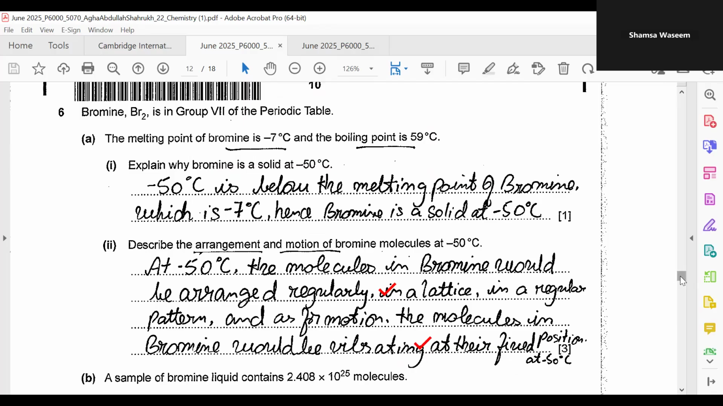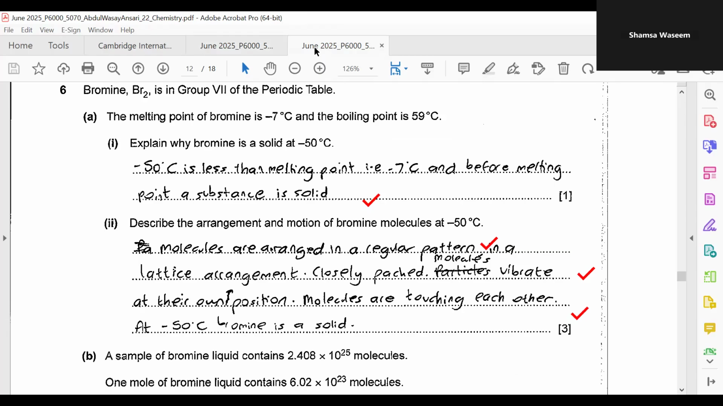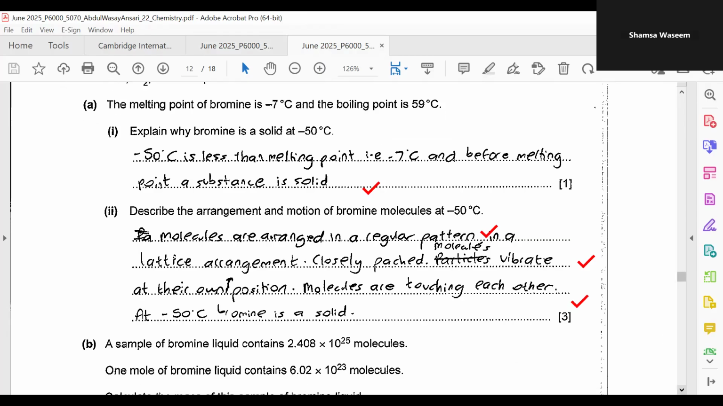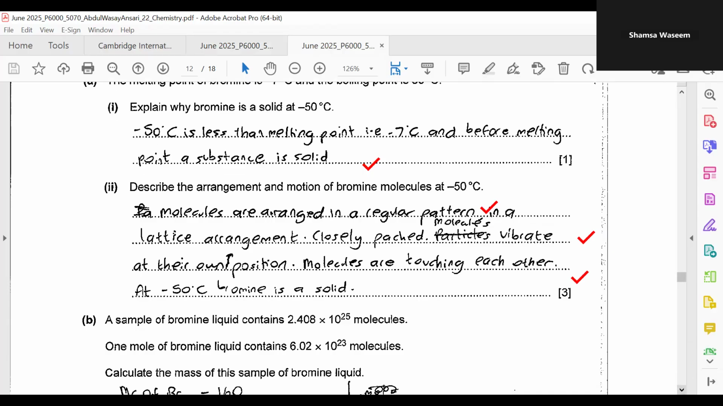You need to describe the arrangement and motion of bromine molecules at minus 50 degrees Celsius. See the marking points, the ticks: in a lattice, in a regular pattern, and the particles are vibrating. Now see what the missing point is. Just compare this answer with this one. Here there are 3 ticks: molecules are arranged in a regular pattern in a lattice arrangement, which are the same marking points. Closely packed molecules vibrate at their fixed positions, and the particles are touching each other. Now see, the third marking point is regarding the separation.